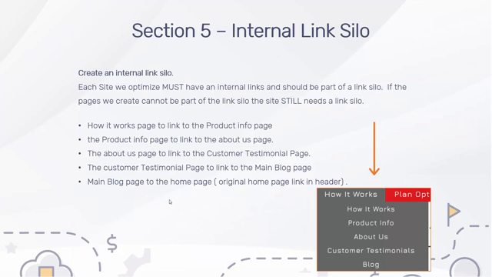Internal link silo. Internal link silo is basically that each site we optimize must have internal links and should be part of a link silo. Internal links meaning pages inside the website linking to other pages inside the website, not from the outside coming in, but inside. Let's look at a few examples. The How It Works page links to the product info page on the website. The product info page links to the About Us page on the website. The About Us page links to the customer testimonial page, and so on and so forth.